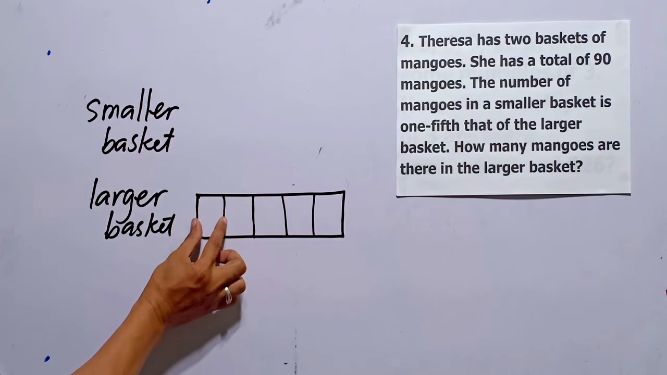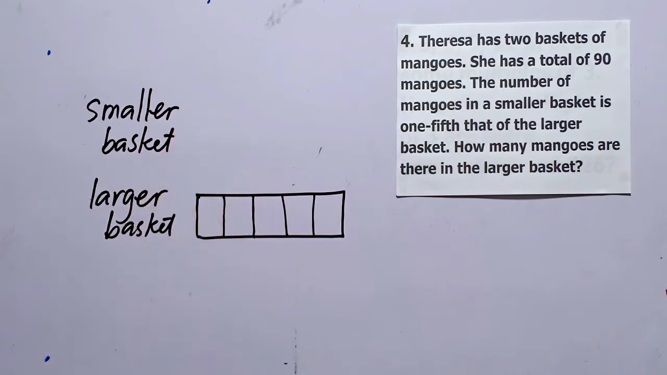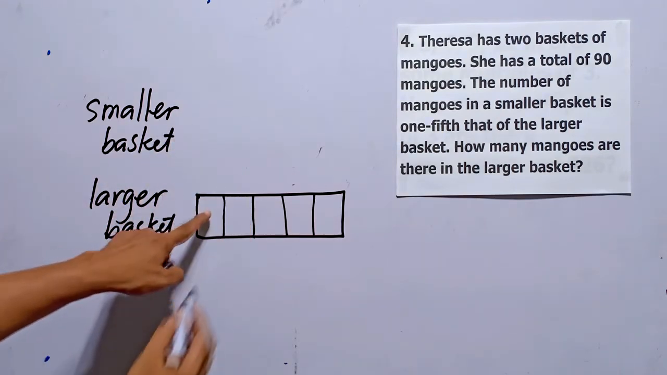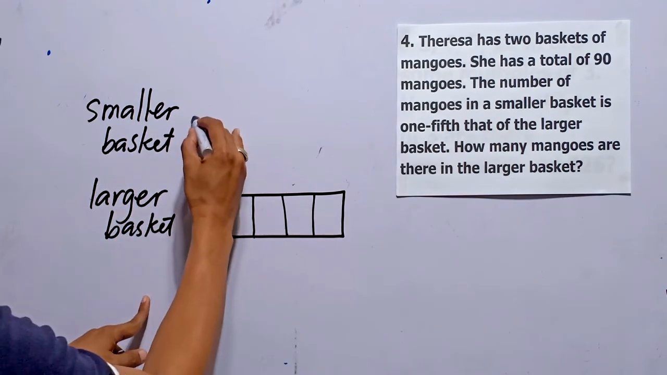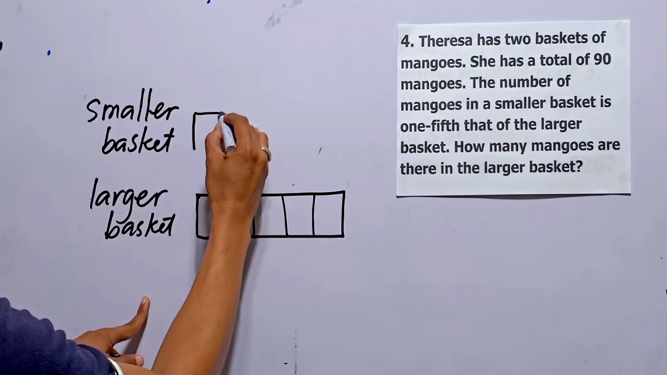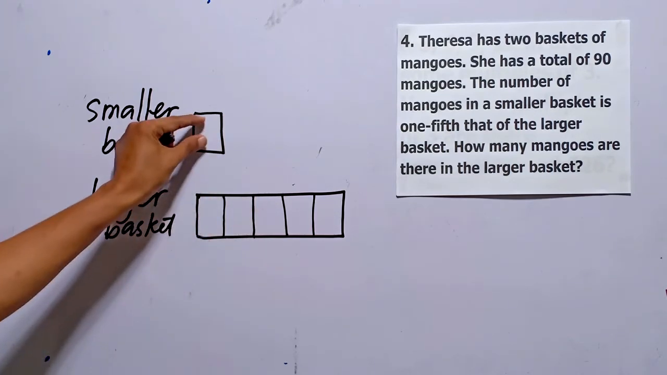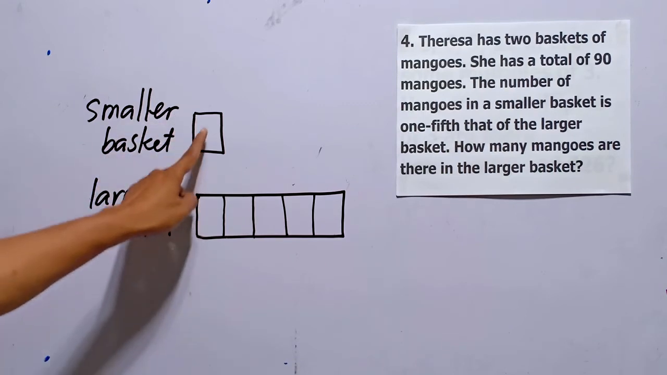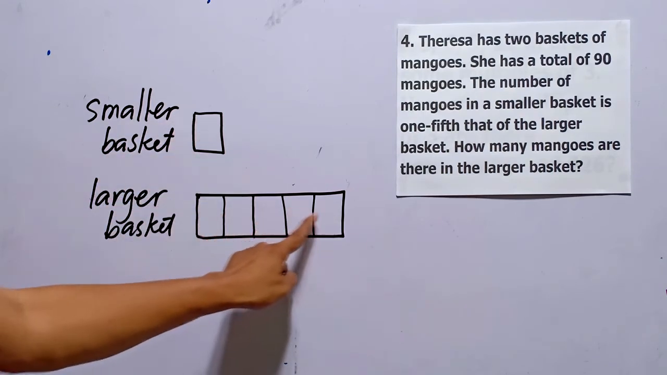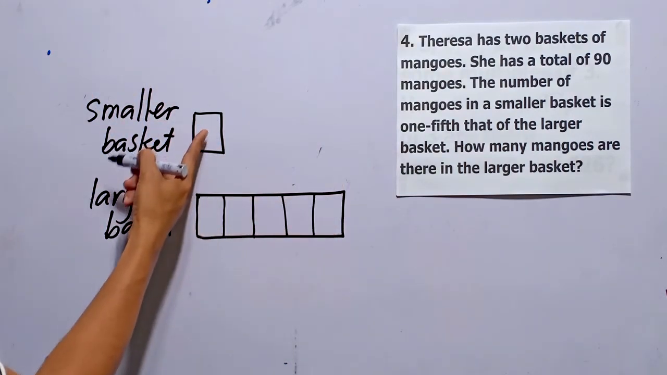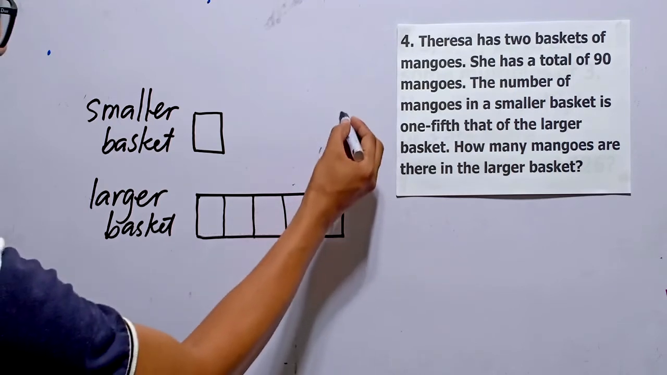So this part here is the number of mangoes in the smaller basket. So let's get this part. Let's draw here. There. Assuming this one part here is the same as this. If you notice, this is 1/5 of this, right? So again, the total number of mangoes is 90. So if you add this plus this, that is 90.